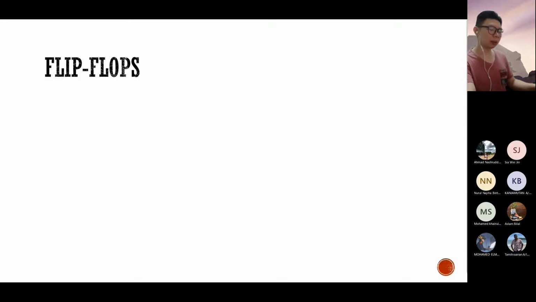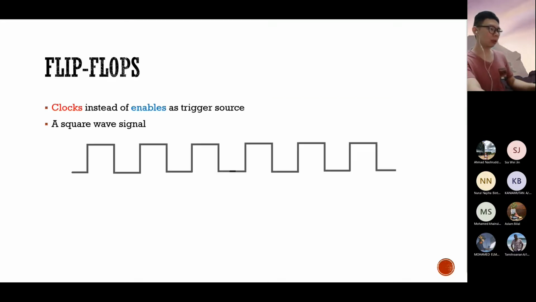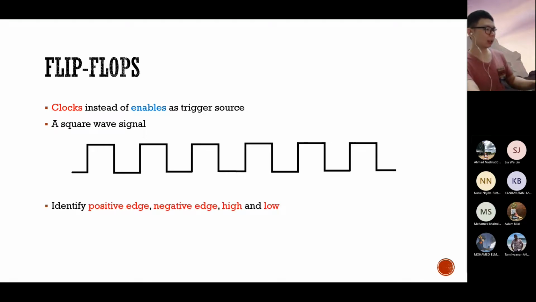Yeah, so let's just go through a refresher on what was done in the last class. So flip-flops, going through very quickly. What is the difference between a flip-flop and a latch? It is the trigger signal.